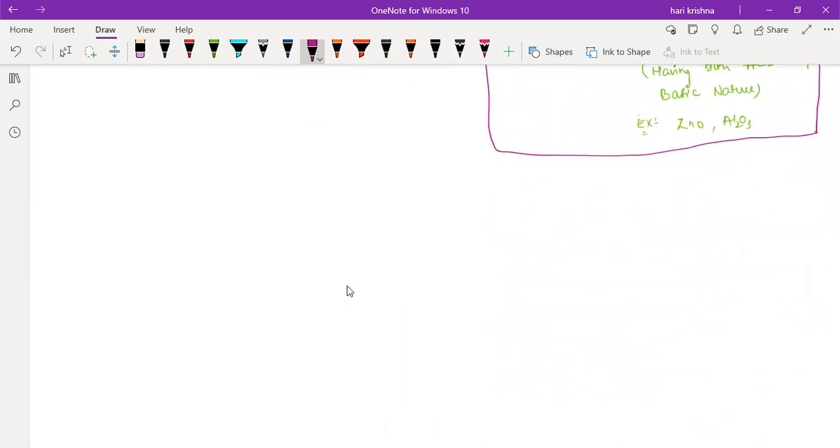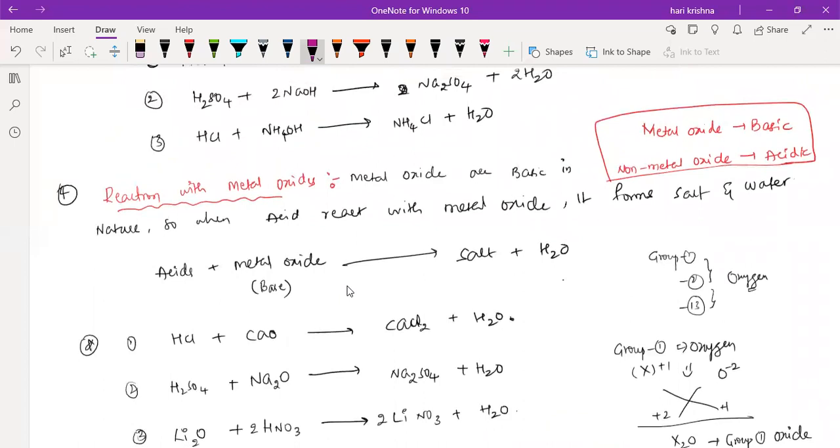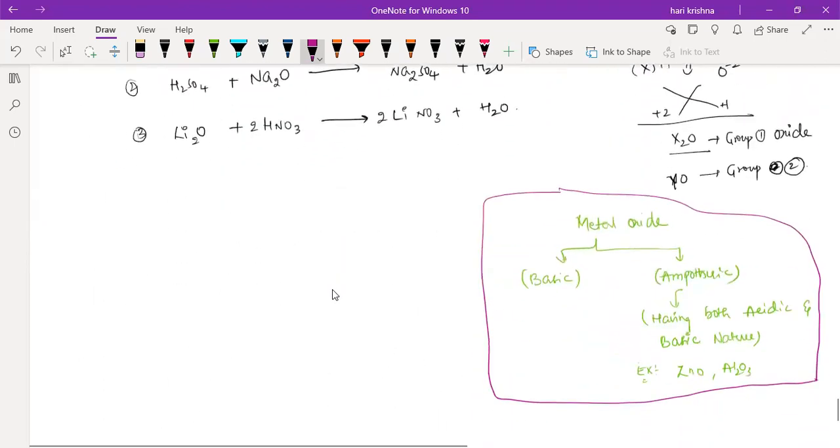The next one. Once can scroll up to the metal oxide tables. That one. Down. Yes, sir. Okay.